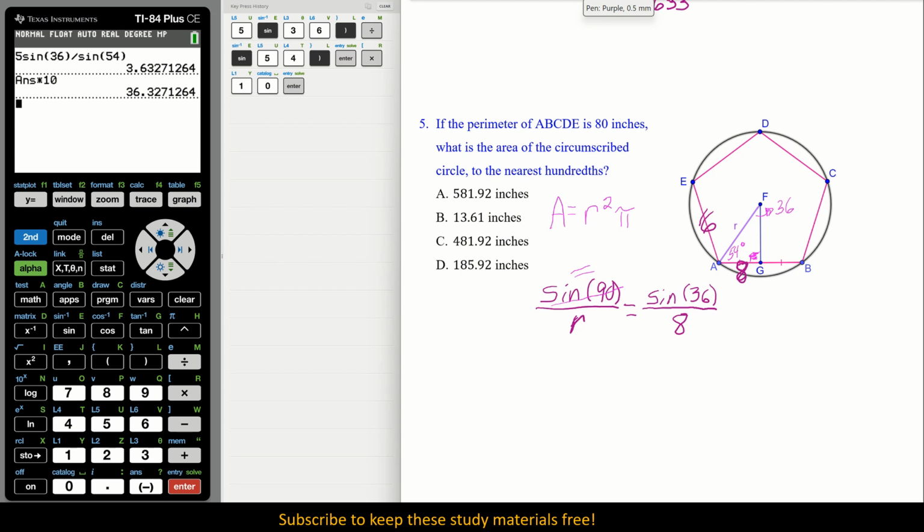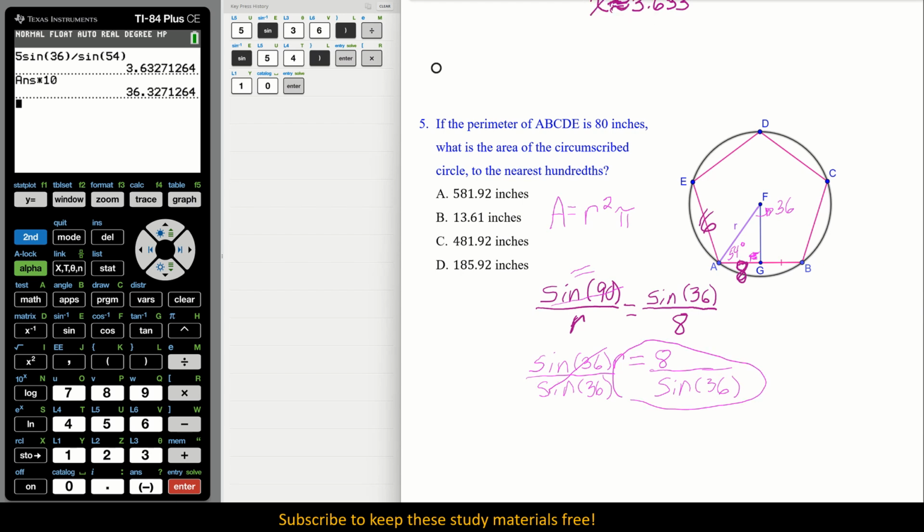All right, so what do we have? We have sine of 36R equals 8. Then if we divide both sides by sine of 36, okay, we mark that out and we put this in our calculator.